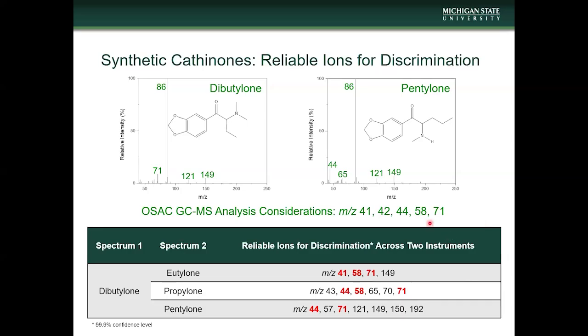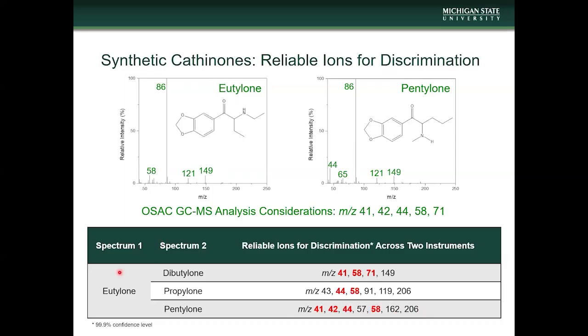Now, again, if I go back to the OSAC document that I mentioned earlier, that document had highlighted 5 ions as potentially useful for discrimination. And these 5 ions are appearing as reliable ions over time and on 2 different instruments. But not only that, we have these additional ions that we can now say are very reliable for discrimination of these cathinones. And again, some of these ions really are low intensity ions, but they're still very reliable for that discrimination.